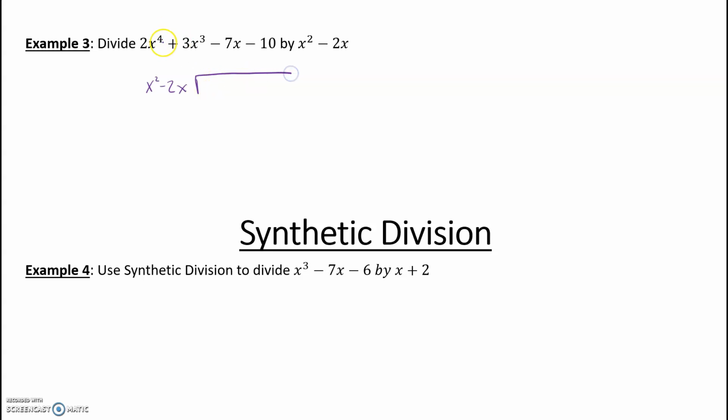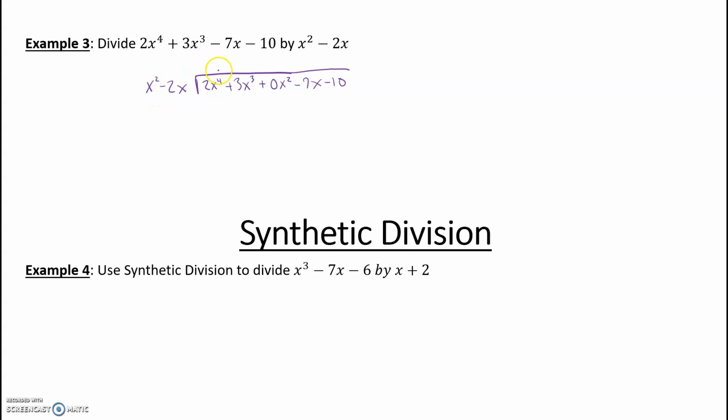Now if you notice here, we have a fourth, a third, but there's no squared. I would go ahead and put a placeholder when you're writing this out. So we have 2x to the fourth, we have a 3x cubed, and we have 0 x squareds, because it'll just kind of save your place. It's just a little place saver, so that when you're doing the multiplication, all your stuff lines up. And then minus a 7x and minus a 10. So we just have that little placeholder in there telling us we have no x squareds.